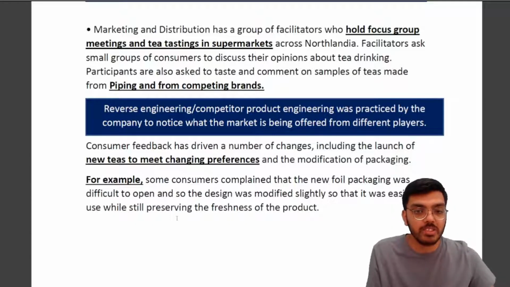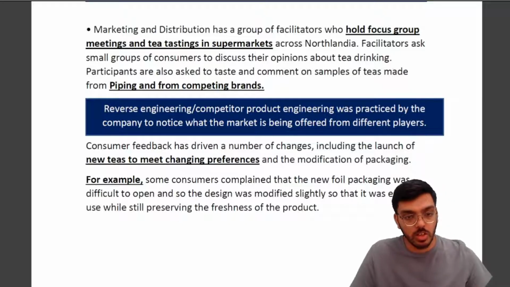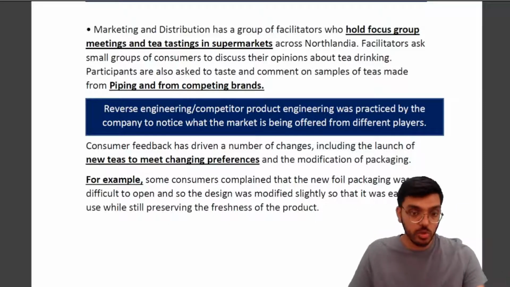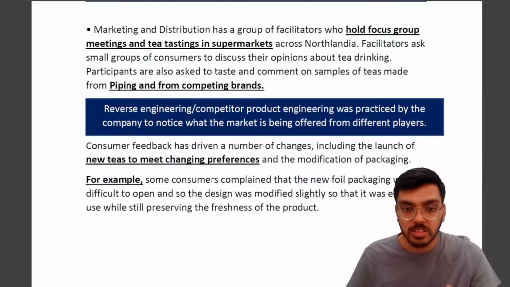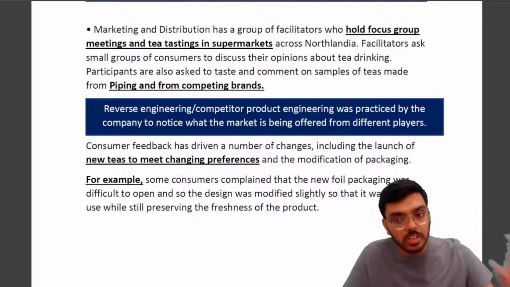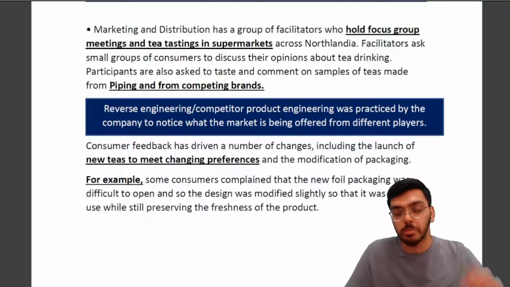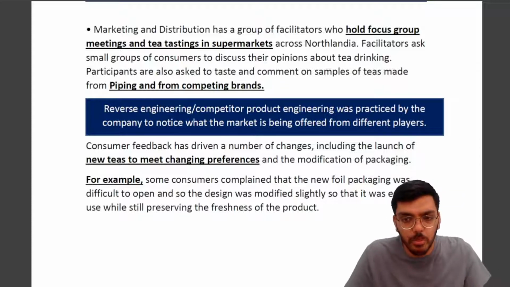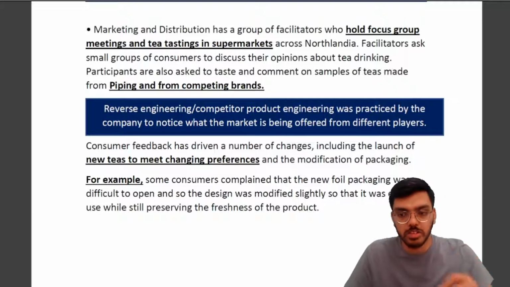So consumer feedback has driven a number of changes, including the launch of new teas to meet changing preferences. For example, some consumers complained that the new foil packaging was difficult to open, and so the design was modified slightly so that it was better to use, but it also preserved the freshness of the product. So our external market analysis is quite good. Being in touch with the customer is quite good. But the digital aspect is what we can look to improve upon highly, because that's the need of a modern environment. Let's keep this in mind.